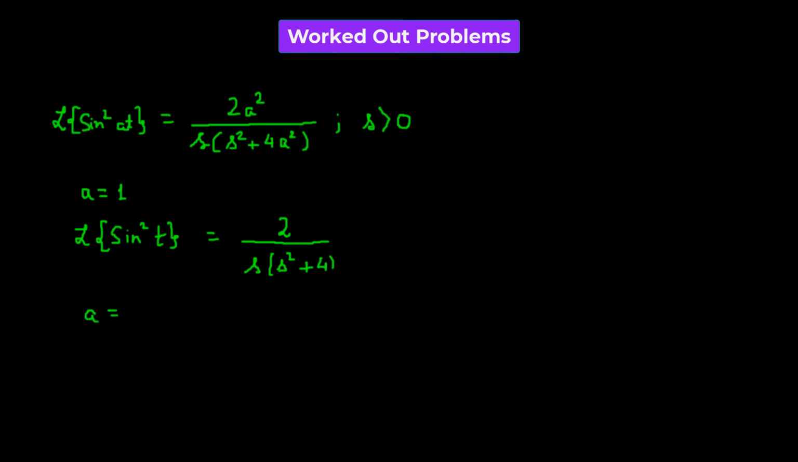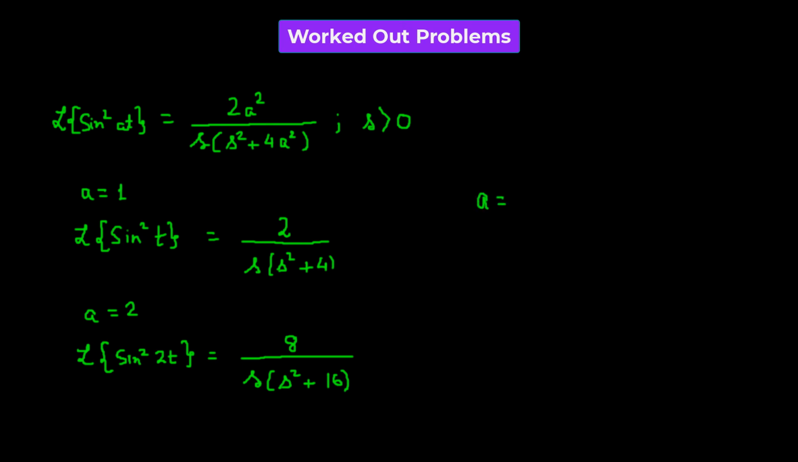So for a equal to 2, we're going to get the Laplace transform of sine squared 2t. So that will be equal to, we have 2 times a, which is 2, so it is 2 squared, so 4, 2 times 4 is going to be 8, divided by s times s squared plus 4 times 2 squared, so 4 times 2 squared is 16. So this is the Laplace transform of sine squared 2t.